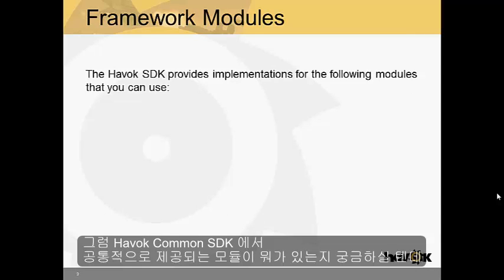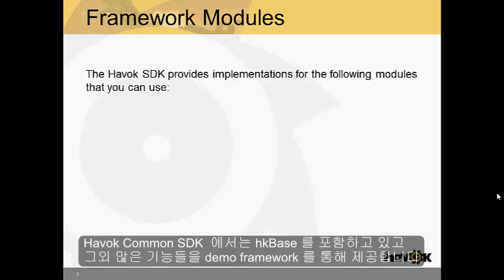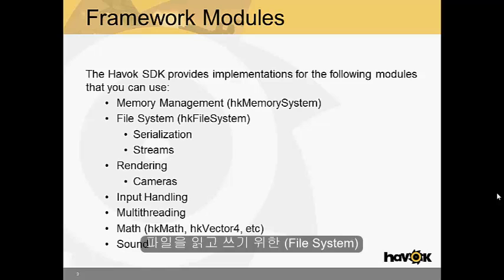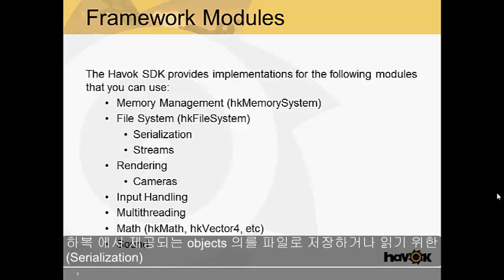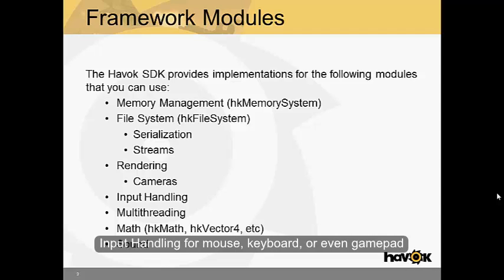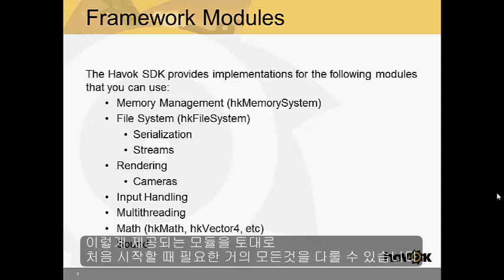So what modules are actually provided in the Havok SDK? The Havok SDK has HK base, and there's also the features that are implemented in the demo framework itself. And here are some of them: memory management, file system for reading and writing files, serialization so that you can save off Havok objects to and from disk, rendering, camera support, input handling for mouse, keyboard, or even gamepad, multi-threading, a very extensive math library, and basic sound support. So, given all of these modules, it's pretty much all you need to get up and running very, very easily.